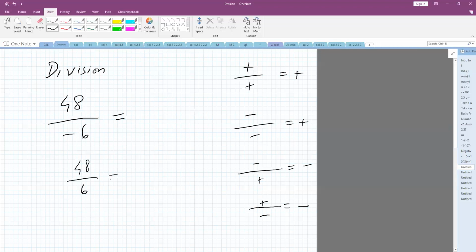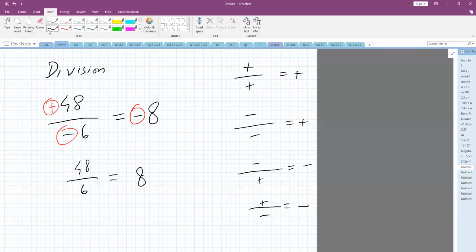48 divided by 6. 48 divided by 6 makes 8. Yes. So now when you have instead of 6, you have -6. So it's simply negative 8. Oh, okay. That means that rule applies here. You see, you have a positive divided by a negative, that gives you a negative, right? For some reason, it's like batteries because they have one positive end and a negative end.